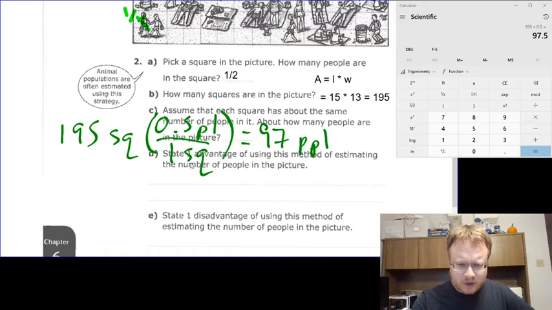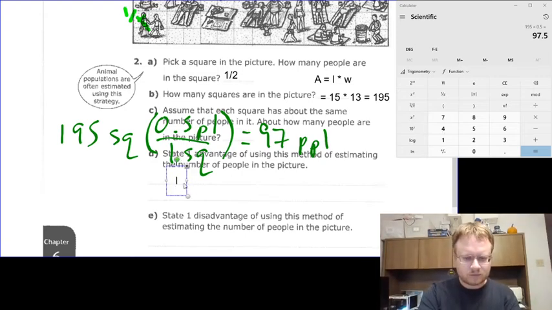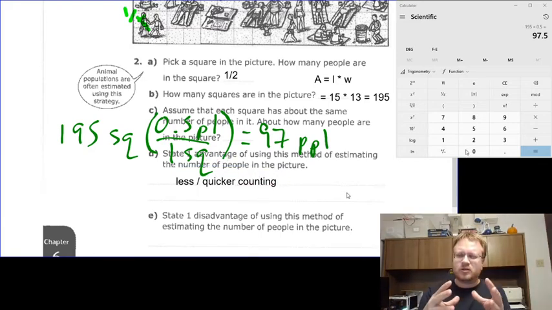This question I've kind of written over asks us to state one advantage of using this method of estimating the people in the picture. The nice thing is we don't have to count as high. We're just looking at a really small area. We're counting how many people are in each of those tiny squares, and then we're extrapolating. So it's less counting. Less and quicker counting.